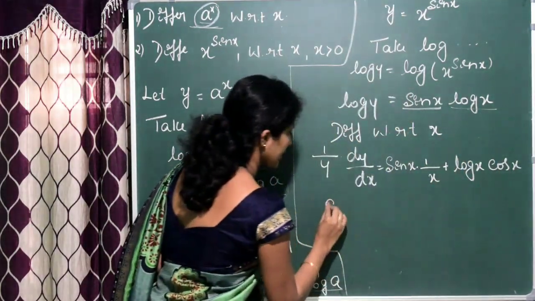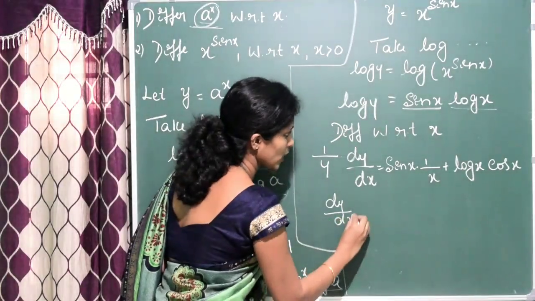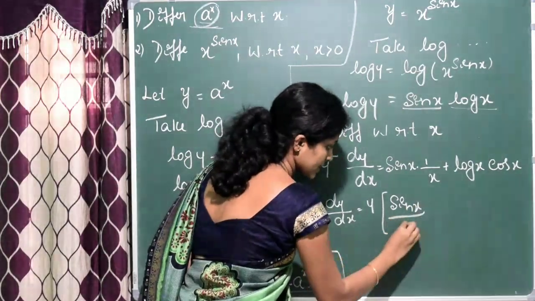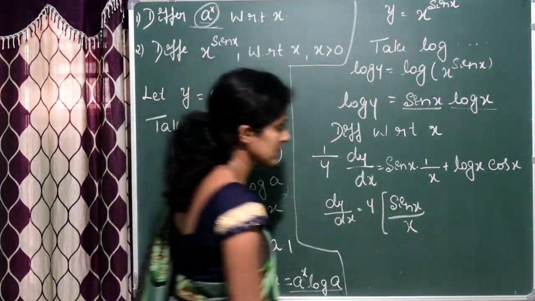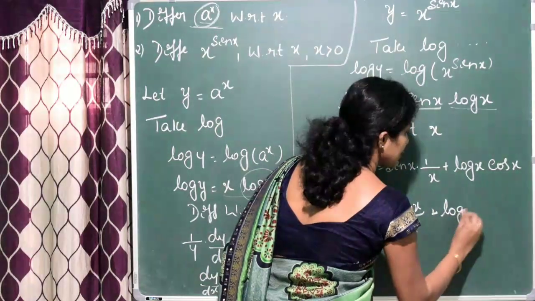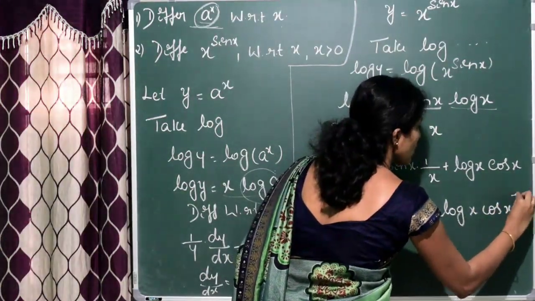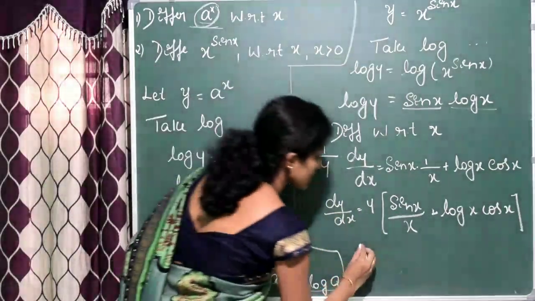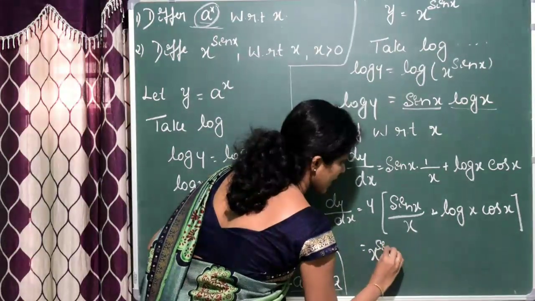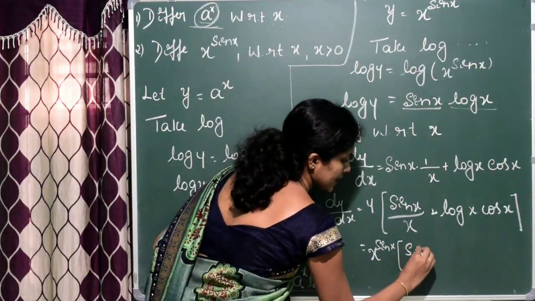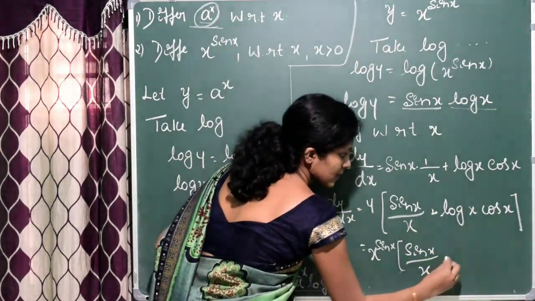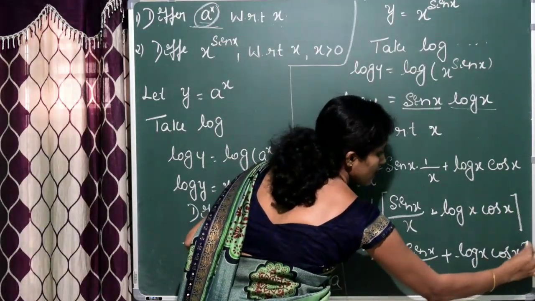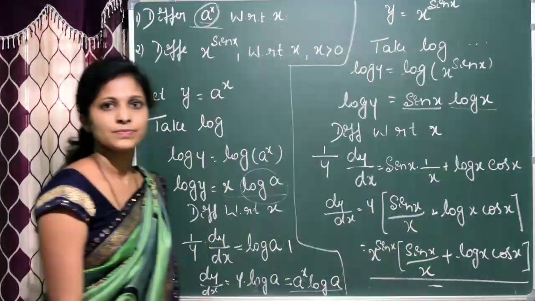By this we got dy by dx is equal to y into sin x divided by x plus log x into cos x. I hope you are getting this one. Not only this much, finally you have to substitute the value of y. What is y? We have taken that as x to the power sin x. So this is equal to x to the power sin x into, so this is sin x divided by x plus log x into cos x. So this is the derivative of a given function. See this problem.